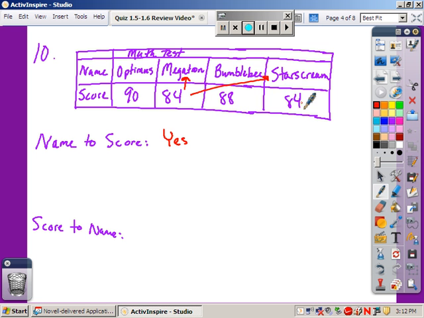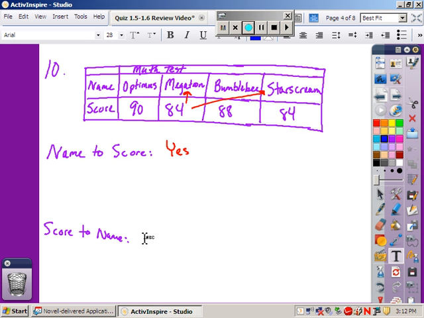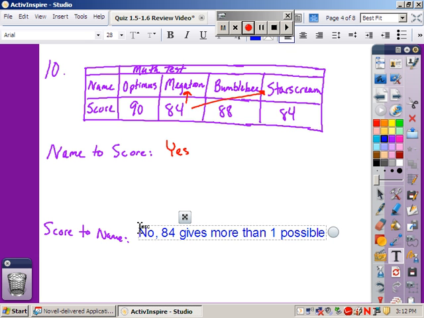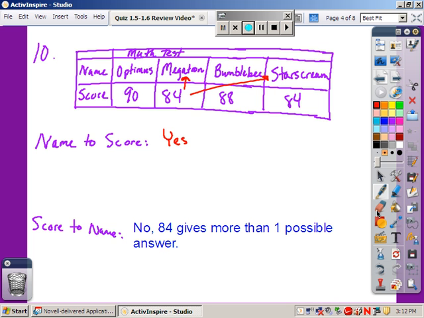So you need to actually say no, but you also need to explain why you're saying no. So a good answer for this one might be something like, no, 84 gives more than one possible answer. That's the way you describe a good specific function.